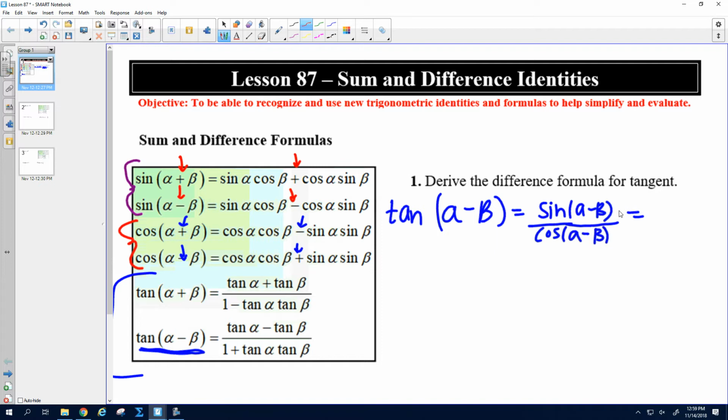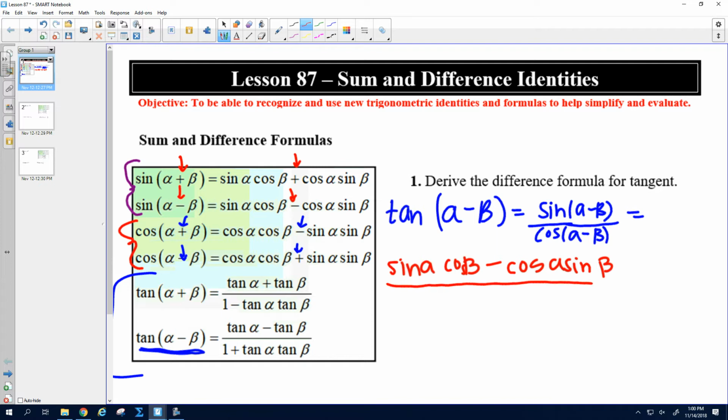So what's our cheer for sine? Sine, cosine, cosine, sine. Yay. Okay, good. So we go sine alpha cosine beta minus cosine alpha sine beta. All right, so it always goes in order A, B, and the sine one was minus, so it stays minus in the formula.